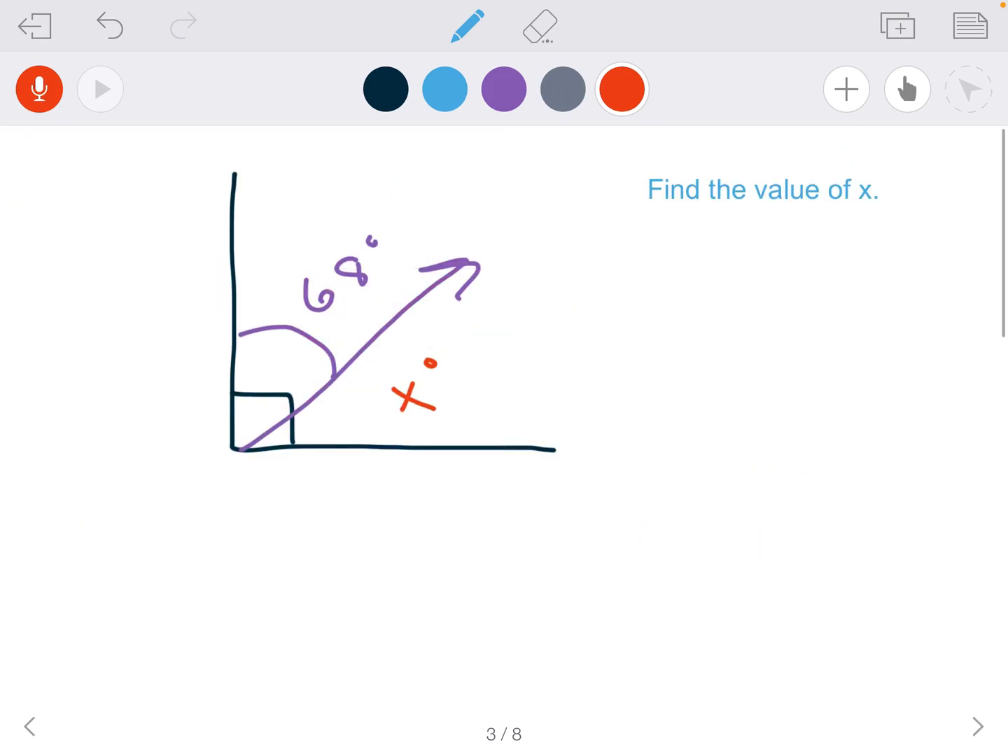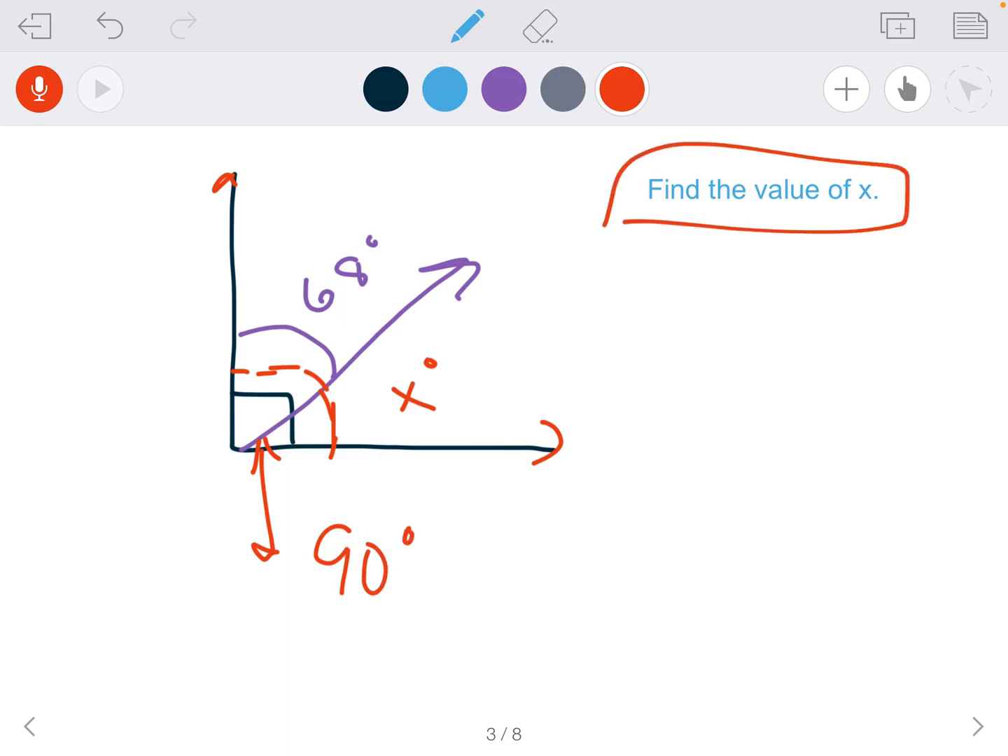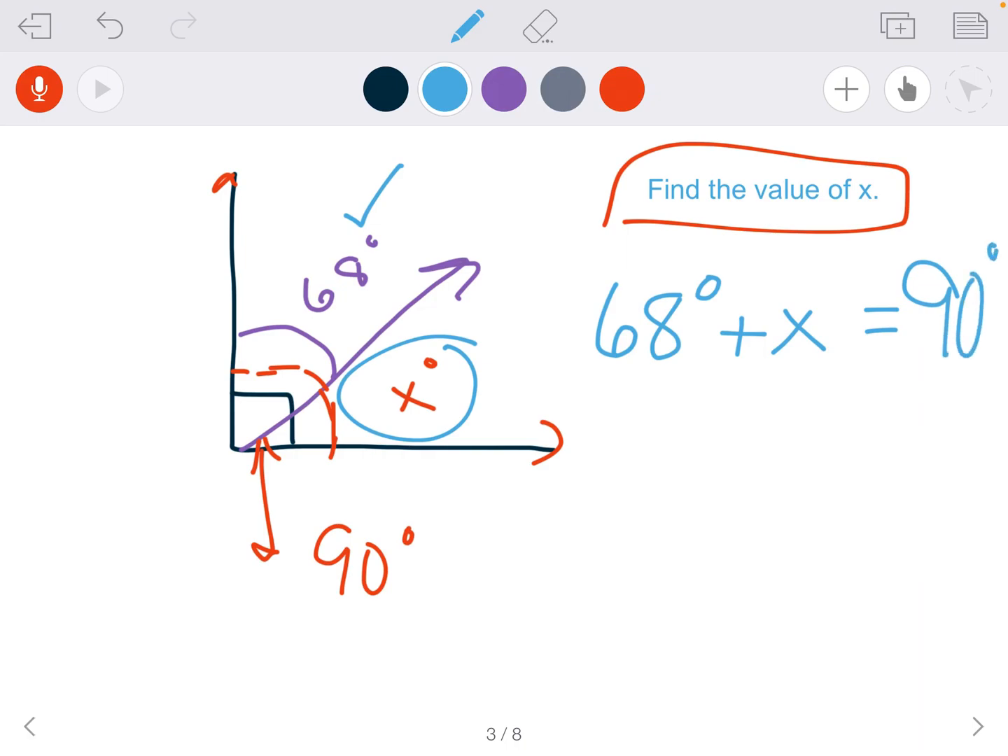So let's look at examples. You're going to see something similar to this. I can see that this angle here forms the whole thing, forms a 90 degrees because of that box. It tells me that that has to equal 90 degrees. So if I had to find the value of x, I'm going to take what I know. I know that 68 degrees is one of them, and I've got an x here. So I also know if I add that, whatever that is, it's going to have to equal 90 because that's what the definition of complementary is, 90 degrees.